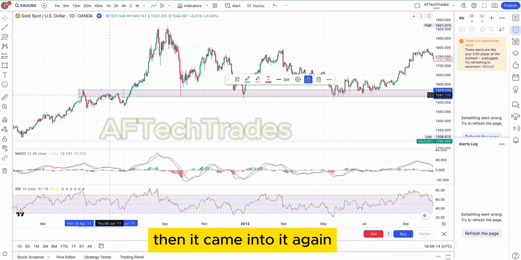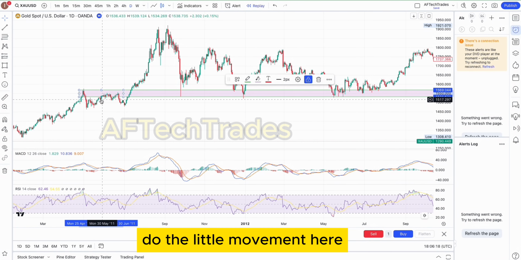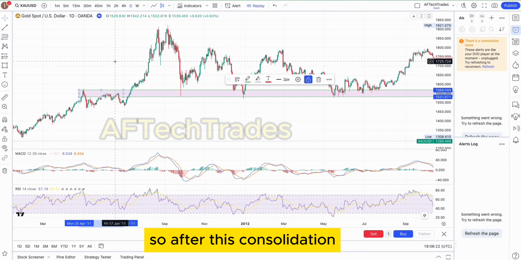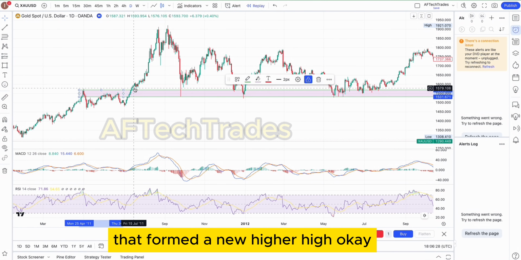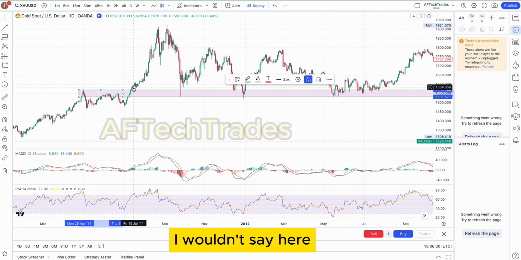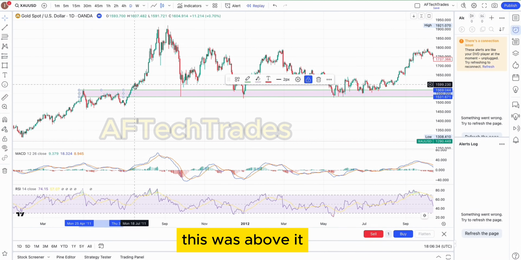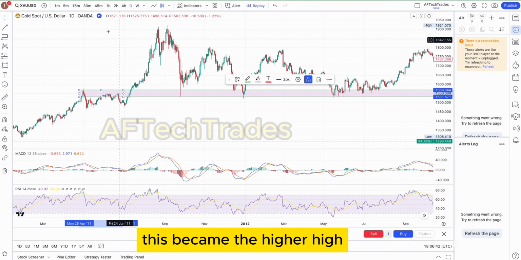Then it came into it again. Though there is little movement here, which actually shows market consolidation. So after this consolidation, we eventually had a break here that formed a new higher high. Okay, I wouldn't say here, because it's still more like consolidation. Yes, this was above it. It was a higher high here, a little one, but the major one actually happened here. This became the higher high.